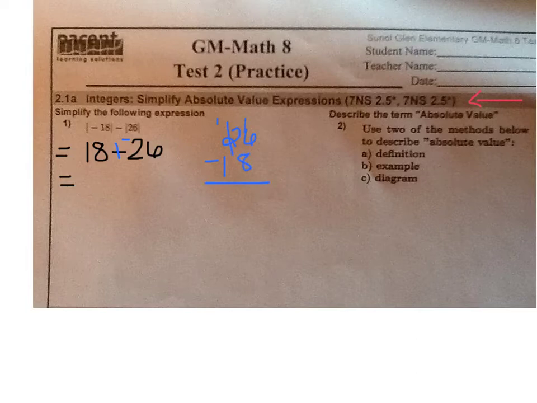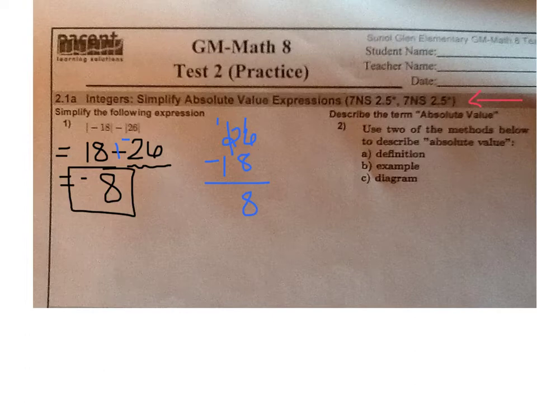I have to do a little borrowing. 16 minus 8 is 8, and 1 minus 1 is 0. So my answer ends up being an 8, but is it positive or negative? Well, because 26, there's more negatives than 18 positives, then our answer ends up being negative, and we box our answer. Okay. Number 2, you have to show how to solve for absolute value in 3 ways.